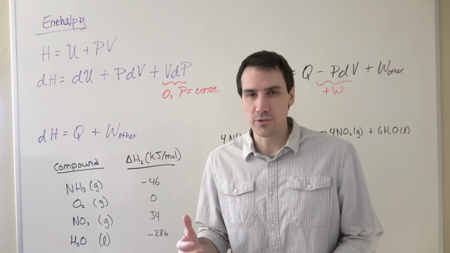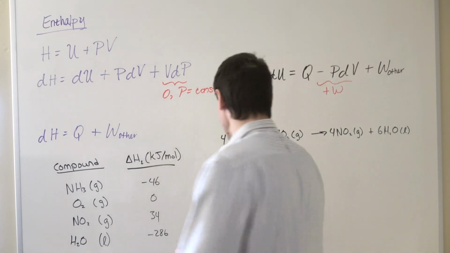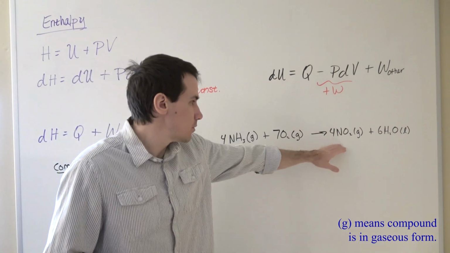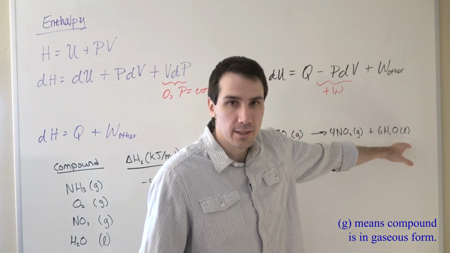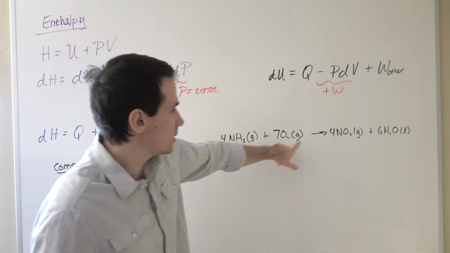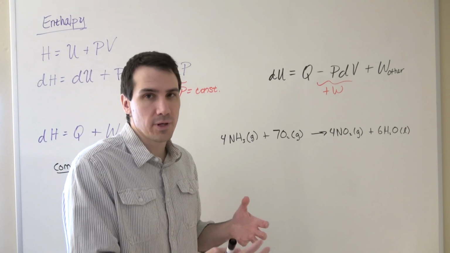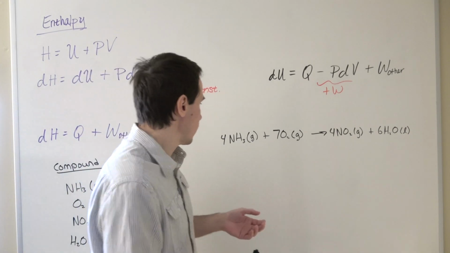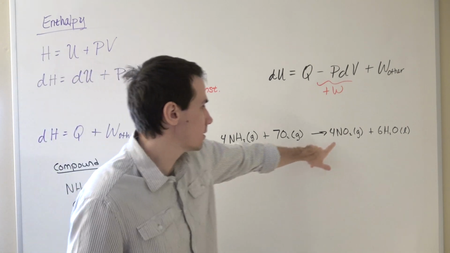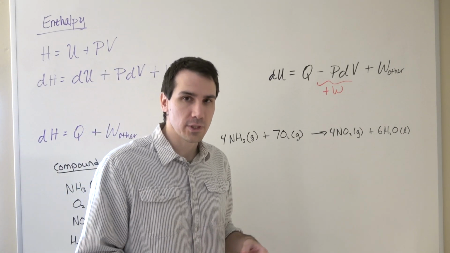As another example of using enthalpy in a chemical reaction, let's look at the following reaction. So we have ammonia plus oxygen goes to nitrogen dioxide and water. Now, the integers out front here are just so that we have the same number of each type of element on both sides of the equation. So for example, if you look at the nitrogens, we have 4 nitrogens over here, and we have 4 nitrogens over here. This is just balancing the chemical equation.